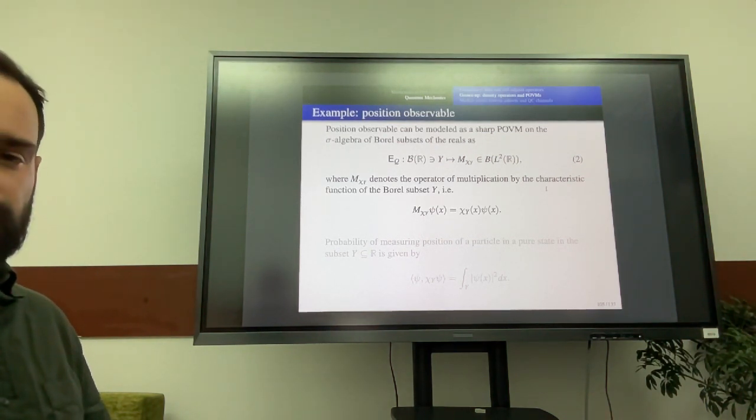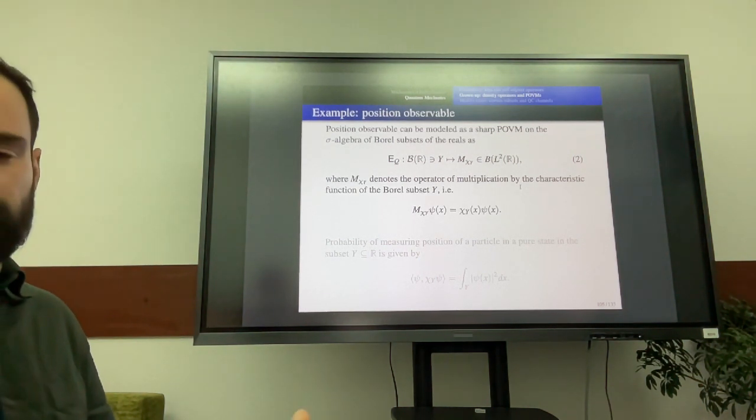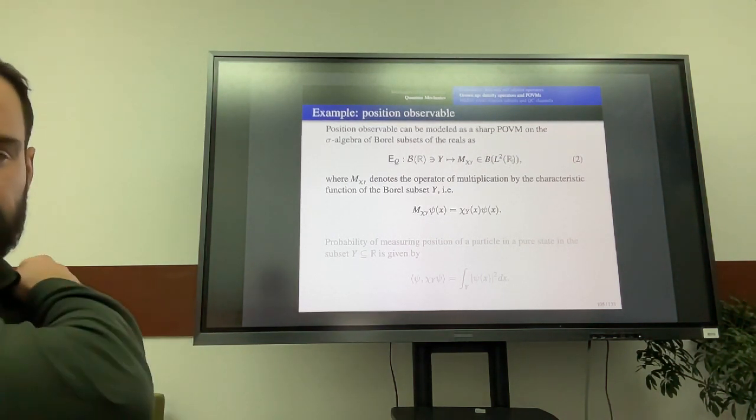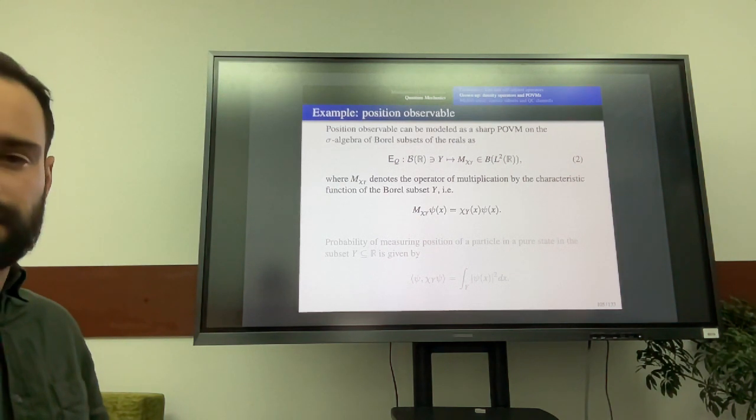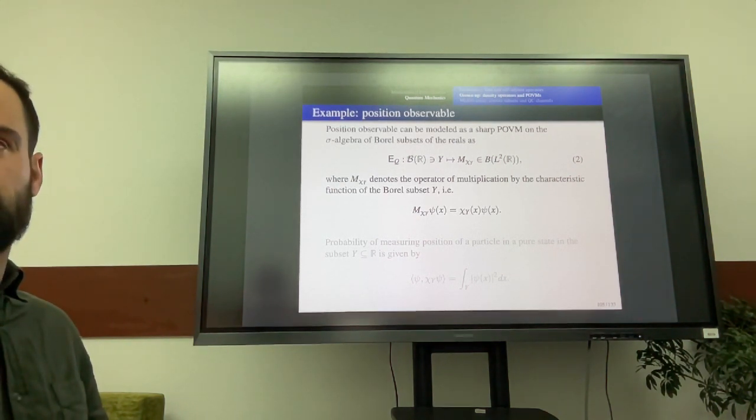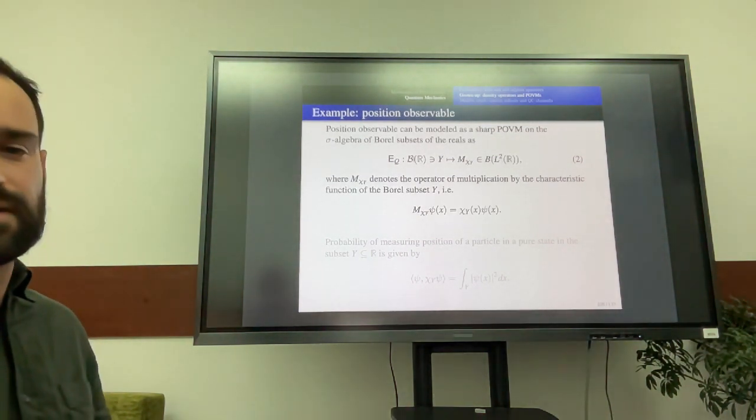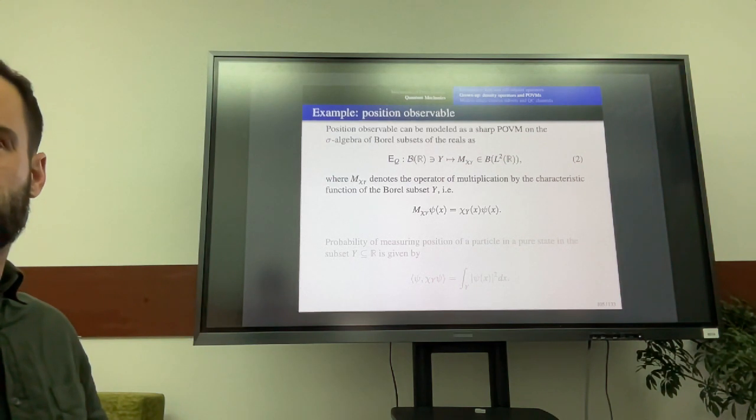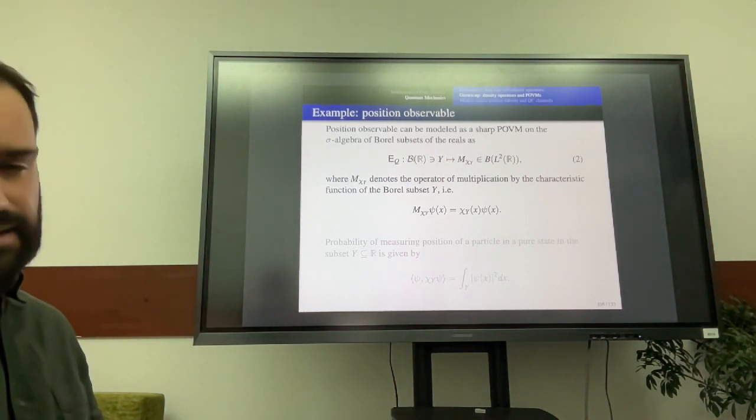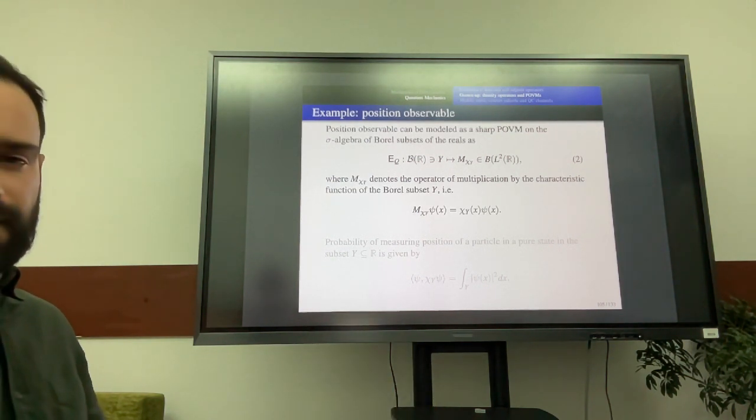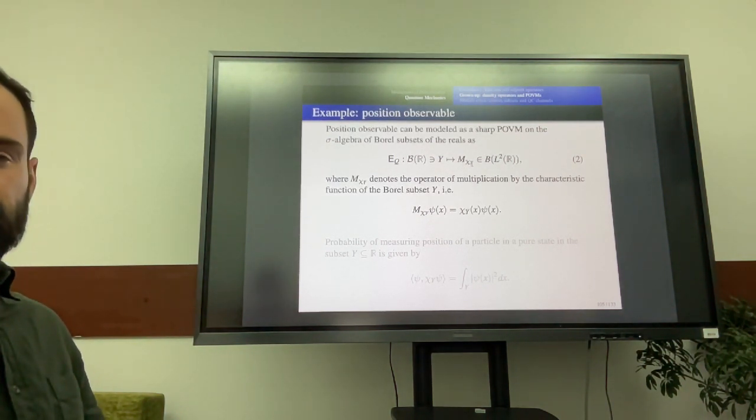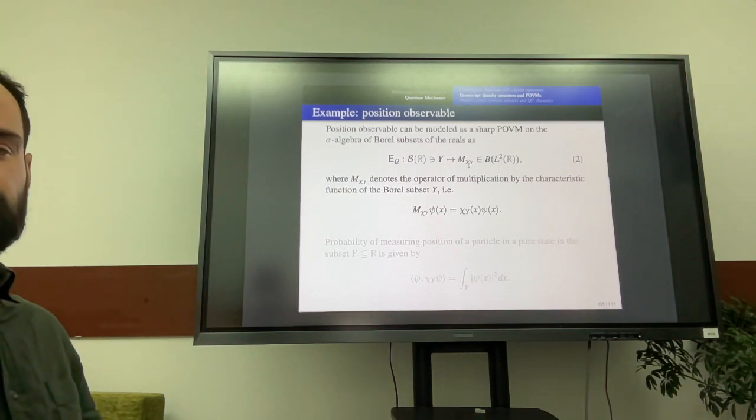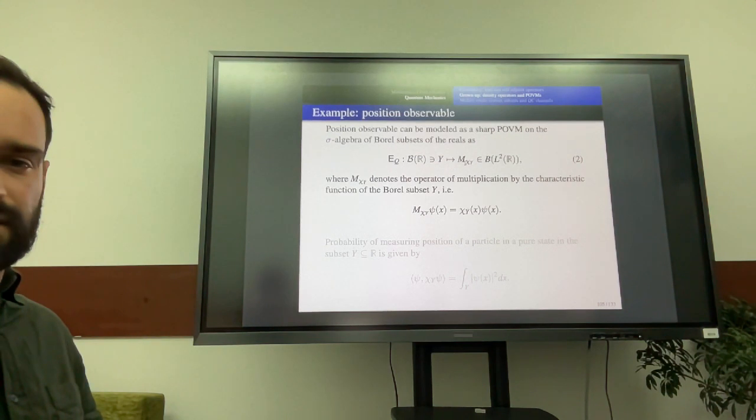There's a very simple construction to define a POVM that will measure position. The Hilbert space is the square integrable functions on R with the Lebesgue measure. The sample space is the real line, a topological space. We take the Borel subsets as our sigma algebra, which is the smallest sigma algebra that contains all the open sets. So I can ask the question: is my particle in this open set? I generate the smallest sigma algebra out of these sets, and then for any such set, I can define this multiplication operator.